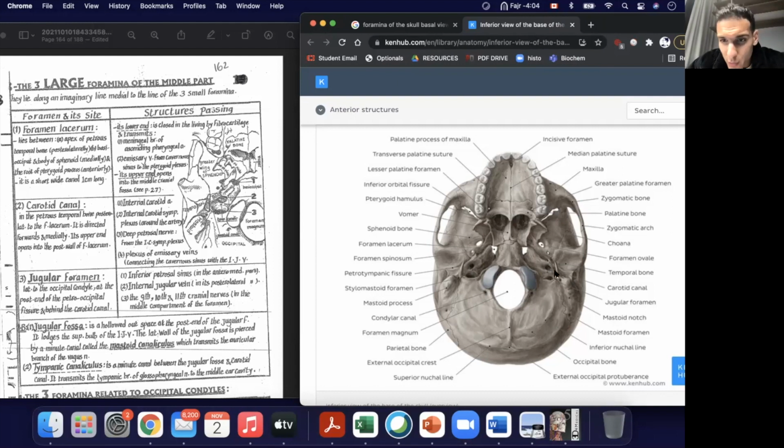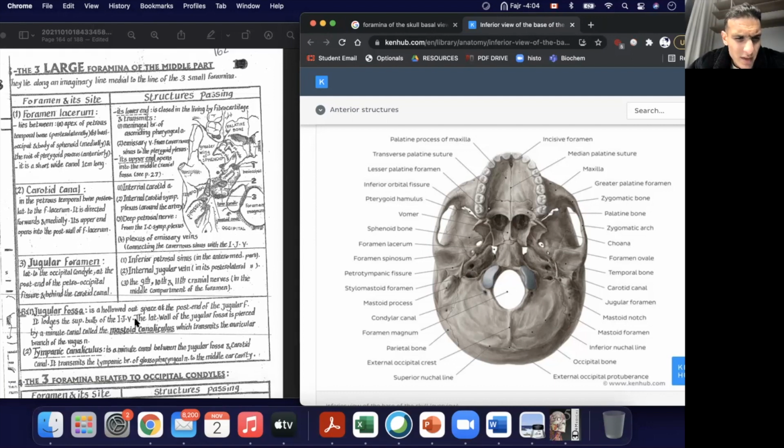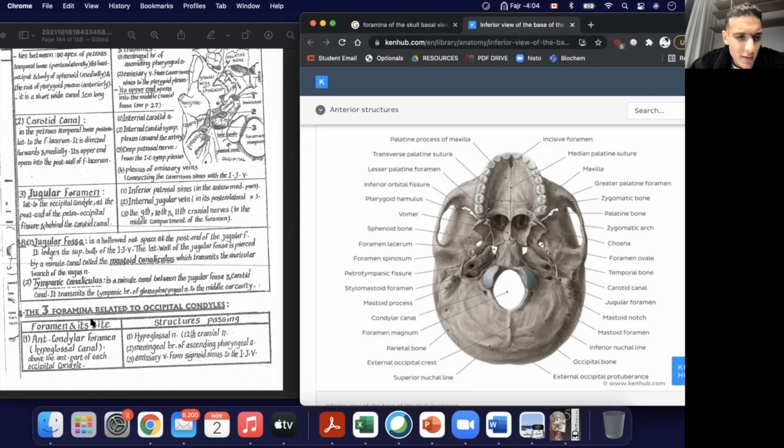Then you have the jugular foramen for the passage of the jugular vein just behind it. So carotid canal, jugular foramen, lacerum. And then you have, okay, these are not really important. Then you have the foramina related to the occipital condyles. These are the occipital condyles that we're talking about right here.